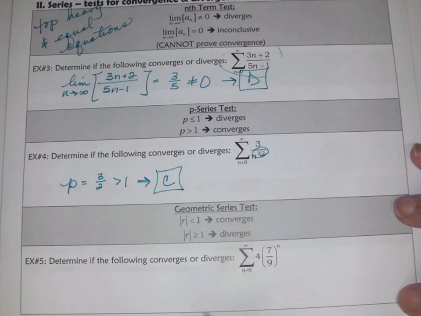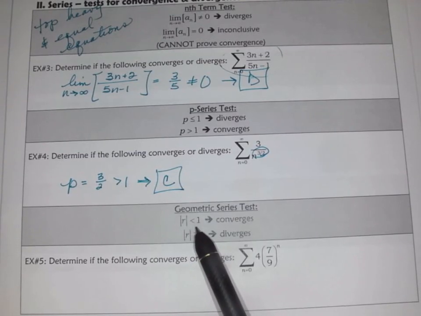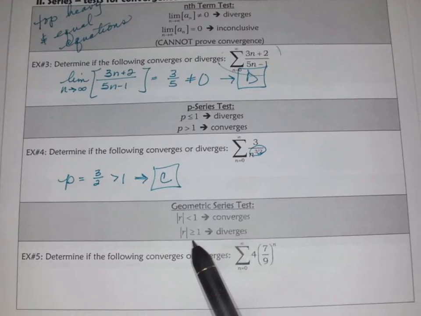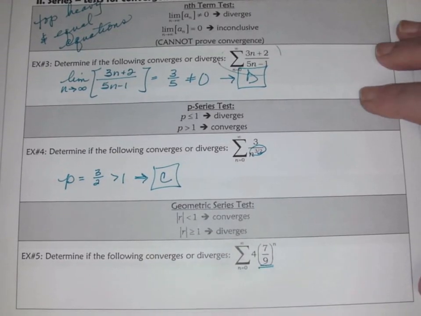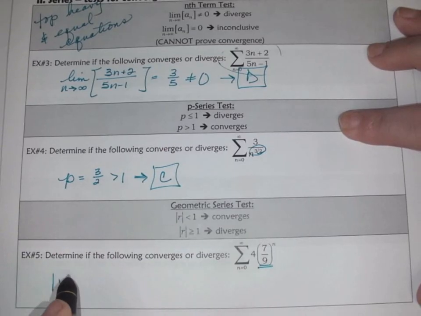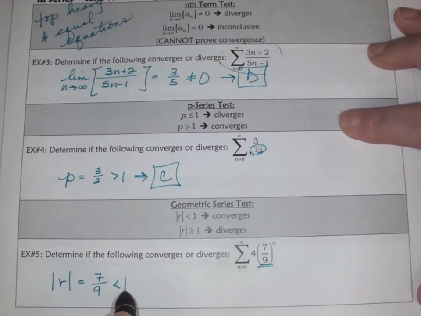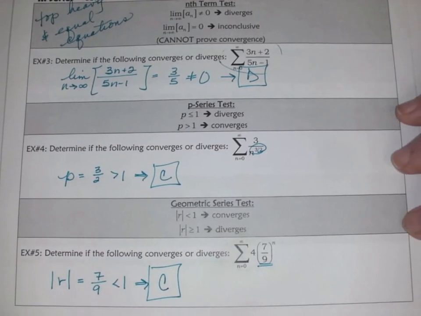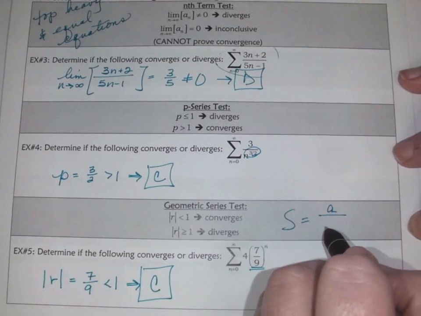All right, geometric is the exact opposite. If the absolute value of the ratio is less than 1, it converges. If it's greater than or equal to 1, then it diverges. So remember, the ratio is that number that's being raised to the n power. So the absolute value of the ratio for this guy is 7/9, which is less than 1. So therefore we converge.